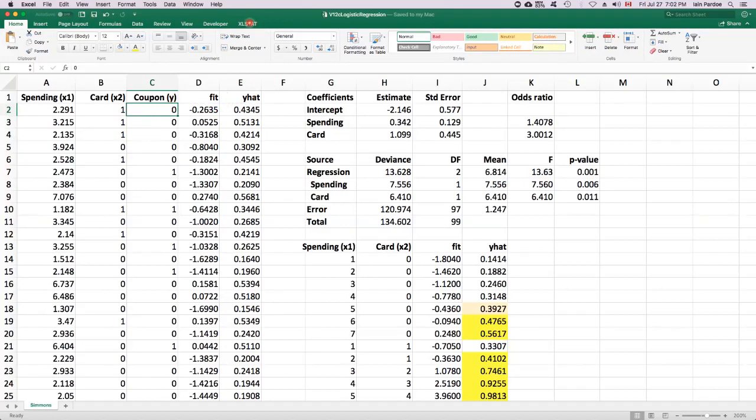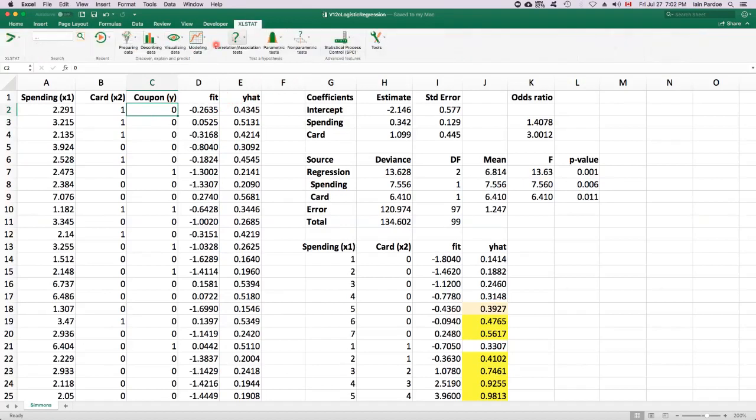Unfortunately, the version of XLStat that I have doesn't offer the logistic regression option. It would normally be in this menu, and we would be able to fit the model using XLStat. But unfortunately, we can't do that. So instead, I'm just going to report the results, and then we'll interpret the results, which is kind of the more important task at hand anyway.